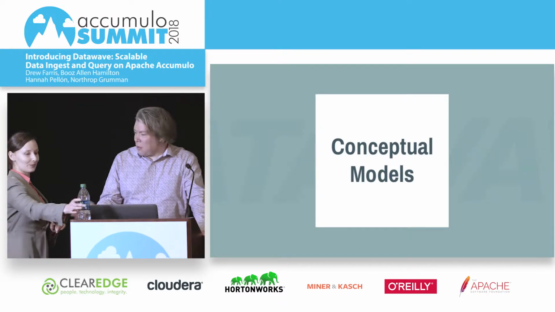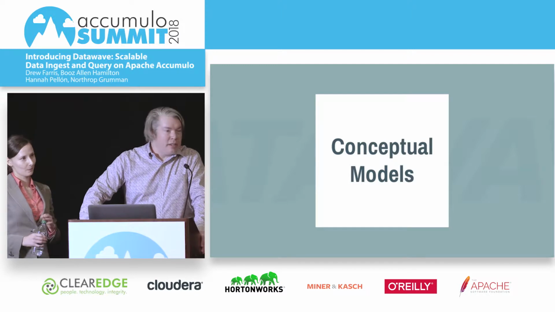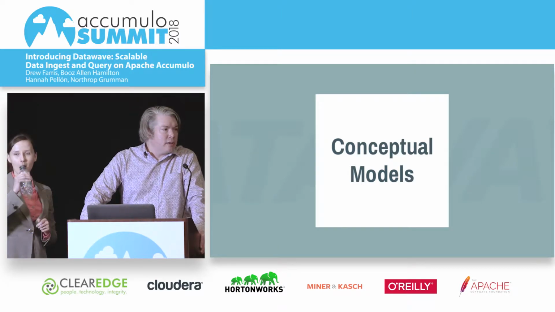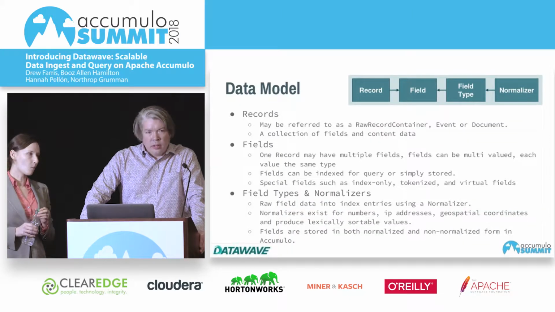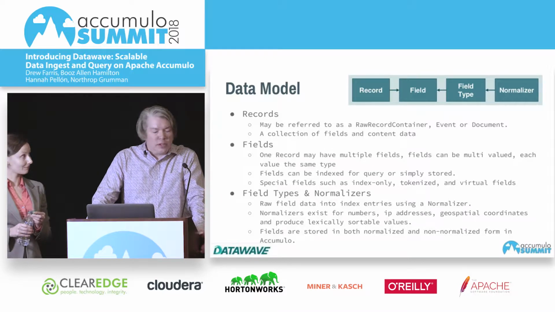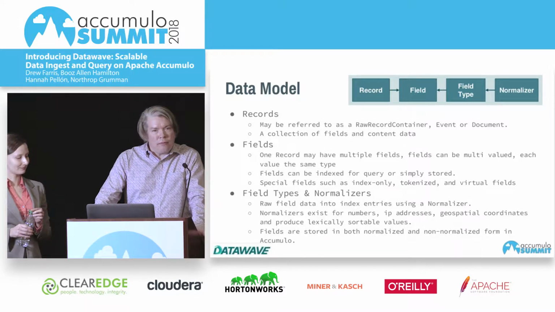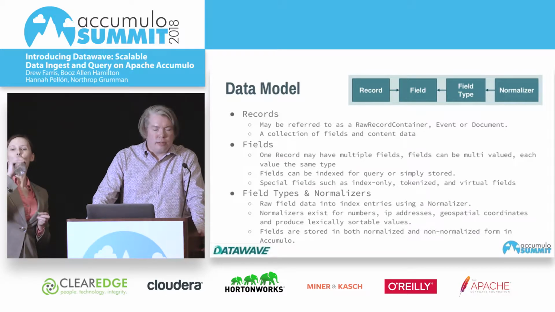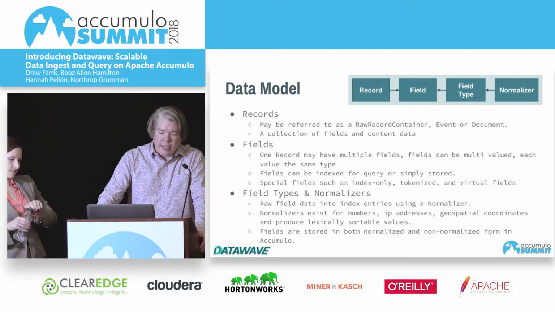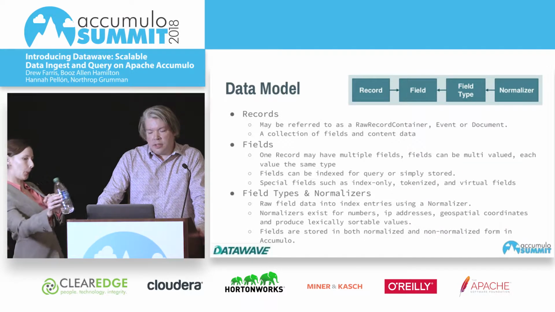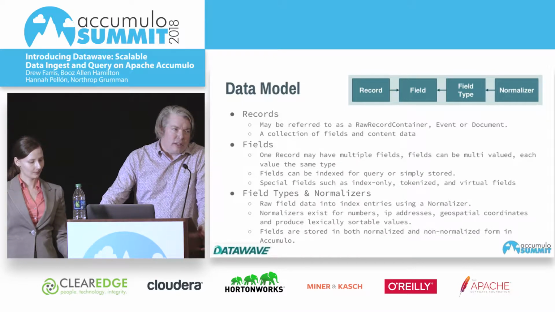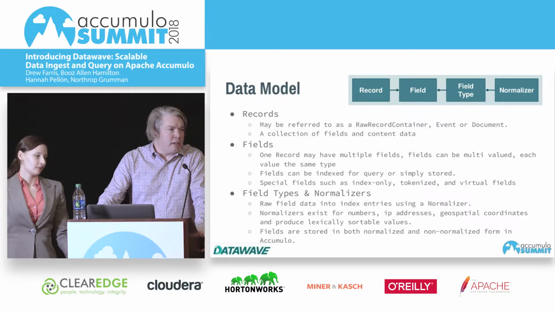So now we've given you an overview of the architecture and some of the basic interaction of the query API. We'll talk about some of the conceptual models about how we structure data underneath the hood. The fundamental unit of data that we're storing in Datawave can be referred to as a record. You may find other words used to describe this throughout the code. Raw record container is the name of the class that you're looking for. In some cases, you may be seeing these things referred to as events or documents, but they're effectively a collection of fields and a little bit of content associated with the data.